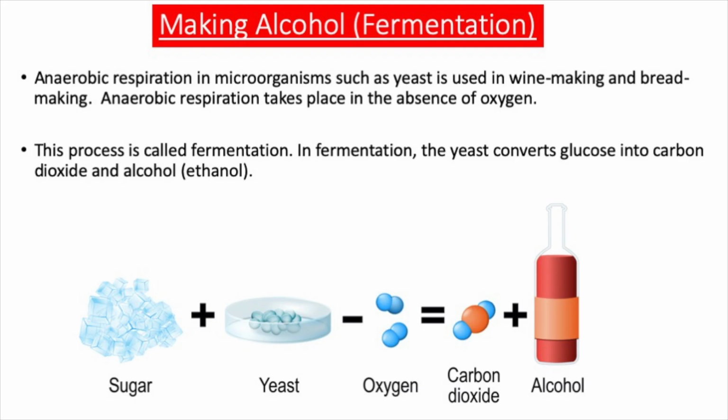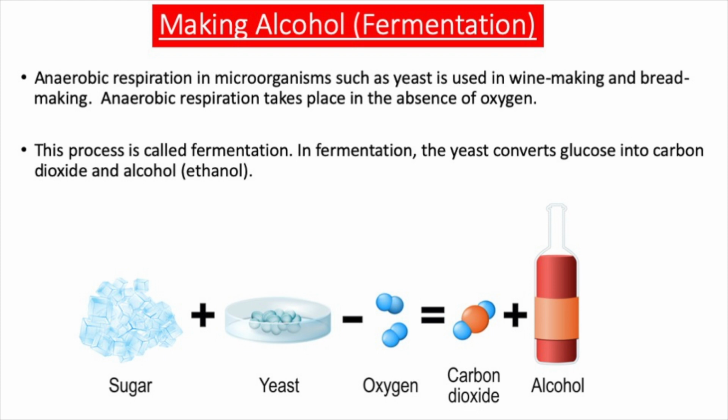So now that we've looked at the structural formula of alcohols and how we name them, we're now going to move on and look at how we make alcohols. Now, alcohol can be made in a process called fermentation. Anaerobic respiration in microorganisms such as yeast is used in wine making and bread making, and anaerobic respiration takes place in the absence of oxygen. So these microorganisms are able to respire without oxygen, and we make use of this to make alcohol.